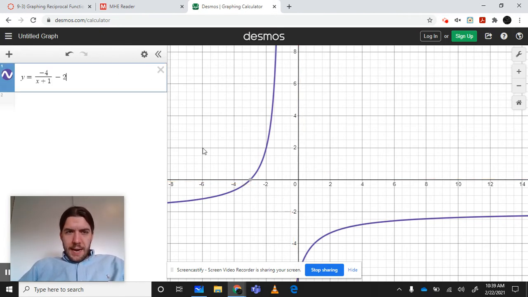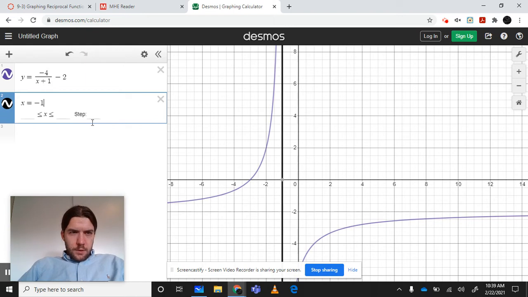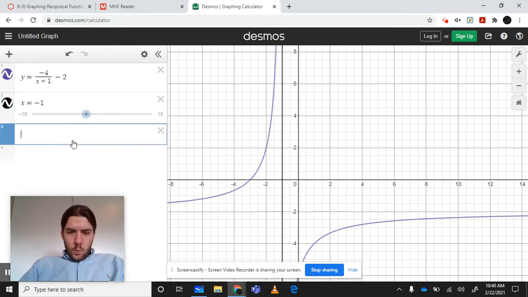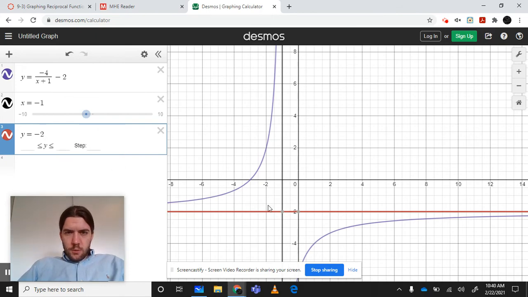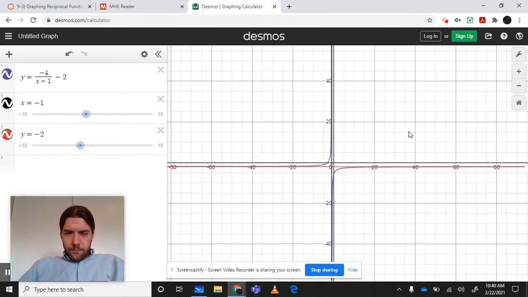So if I wanted to add those asymptotes to my picture, I could say x equals -1, and I could say that y equals -2. And those would be my 2 asymptotes that I am approaching in the long run.